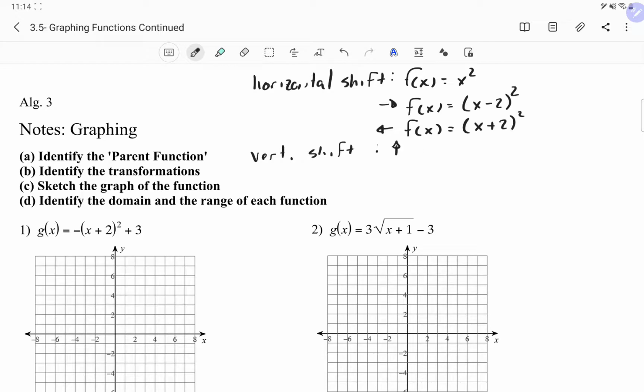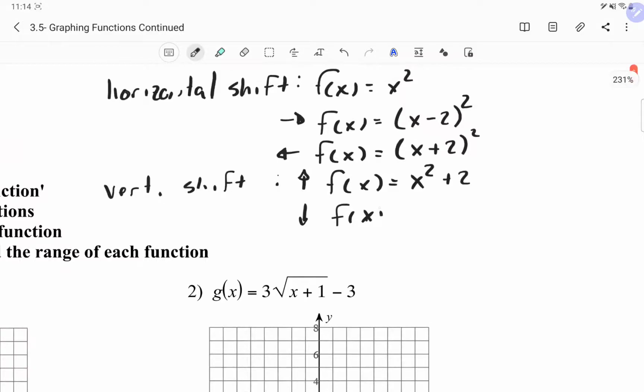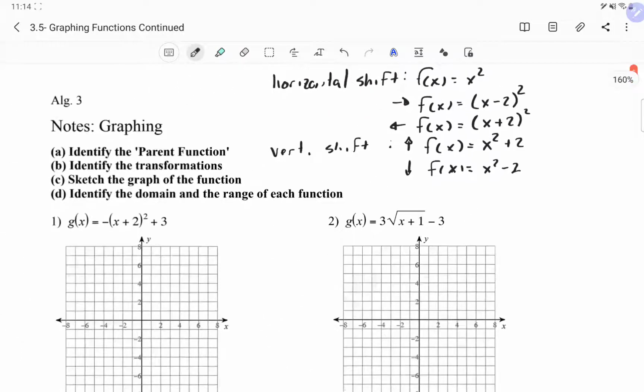So it's up if now we're adding it to the outside of the function. So what this looks like is we would say x squared plus 2, and then it would be down if we have f of x is equal to x squared minus 2. Okay. And then we have vertical and horizontal compressions, which we'll talk about a little bit more in these notes.